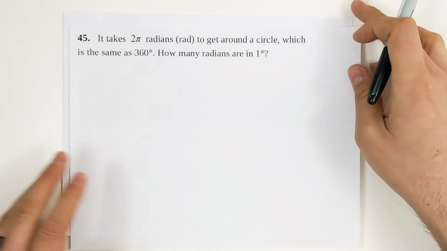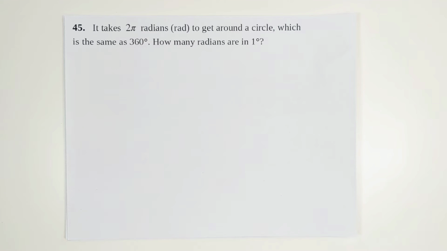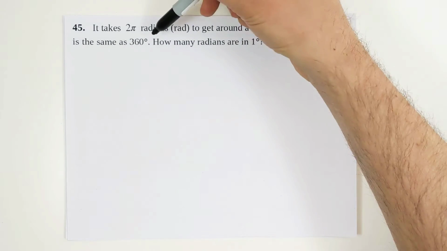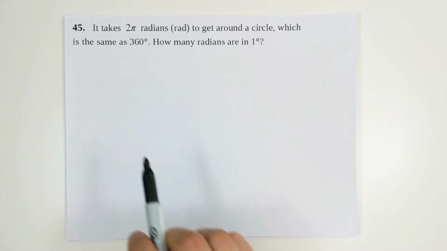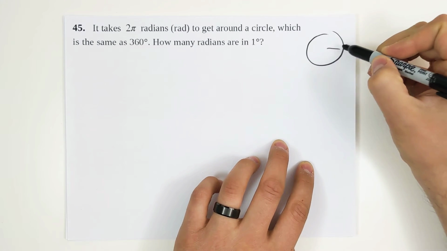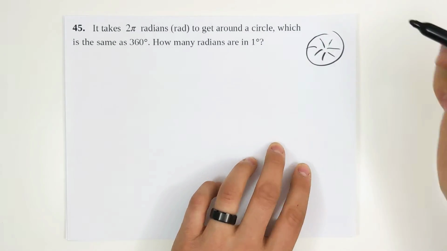All right, so let's give an example. This is also from that same physics book, on page 39, problem 45. It's asking, it takes 2 pi radians, rad, to get around a circle, which is the same as 360 degrees. What they're saying is 2 pi radians equals 360 degrees. That just means all the way around a circle, however many degrees that is. You've got 360 degrees around the circle.